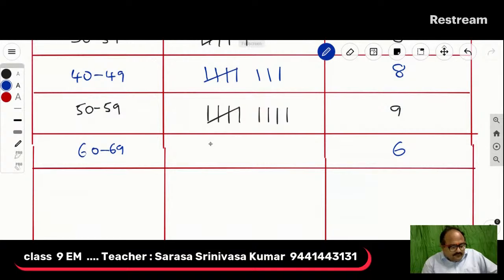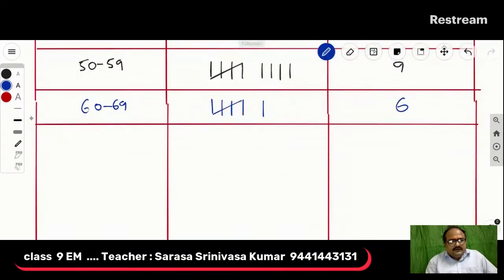Now we write the tally marks 1, 2, 3, 4, 5. So this is 5 plus 1. 6 can be written as 5 plus 1. So this is how we write the tally marks.